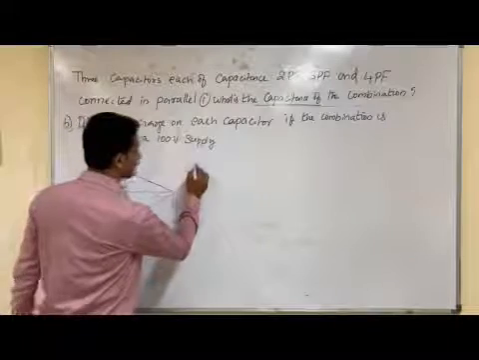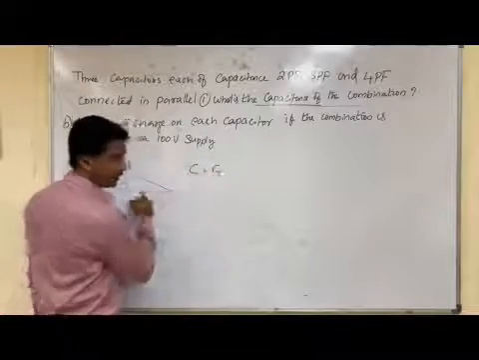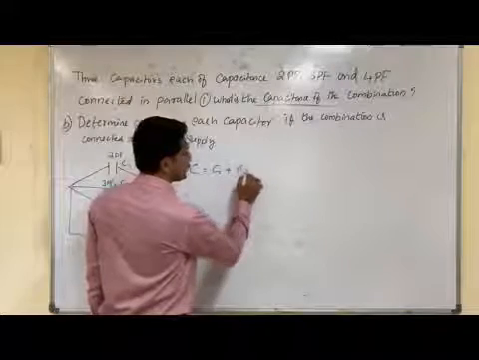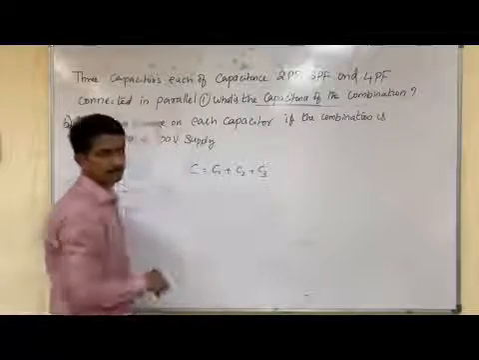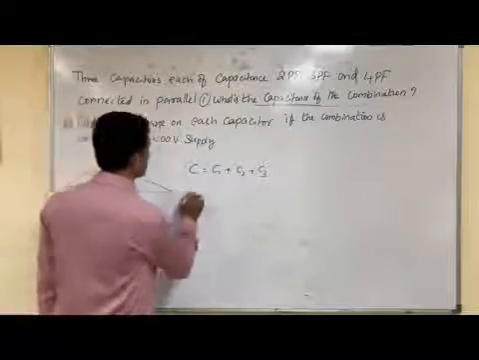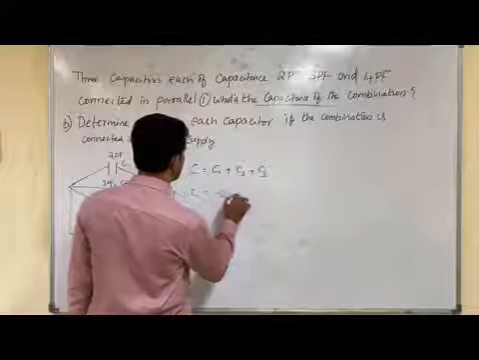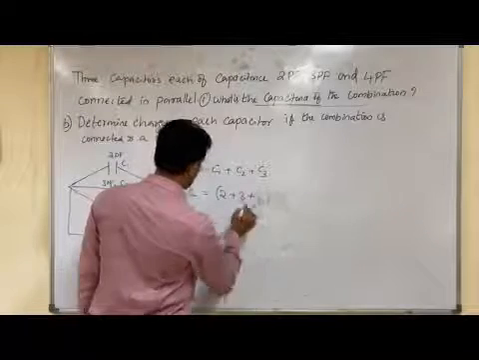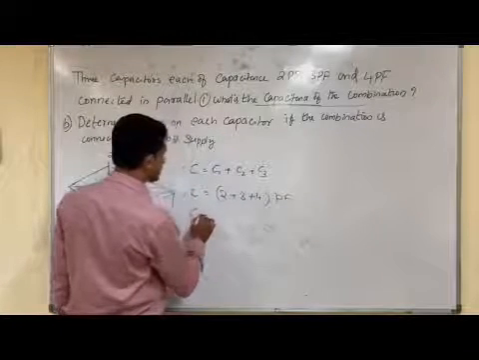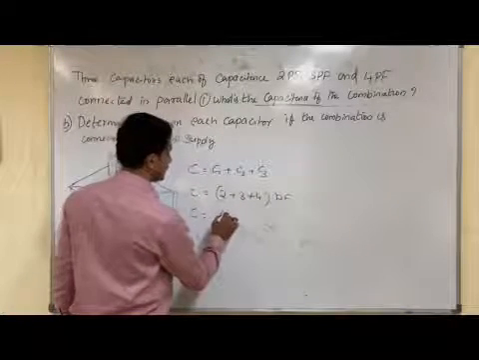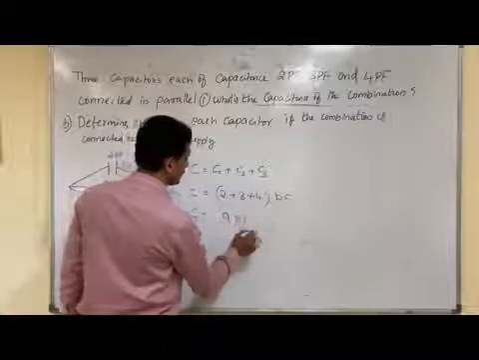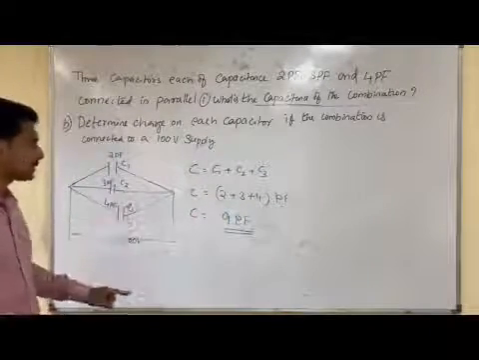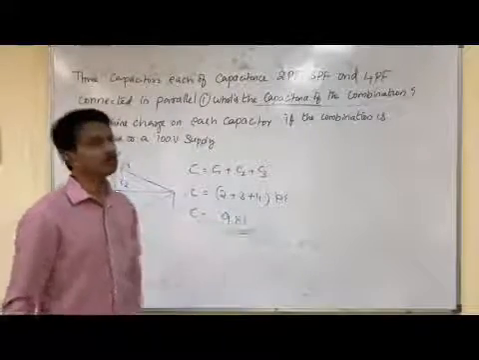So for the parallel combination, effective capacitance C is equal to C1 plus C2 plus C3. That means C is equal to 2 plus 3 plus 4 picofarad. That means effective capacitance is 9 picofarad. So the total capacitance of this parallel combination is 9 picofarad.